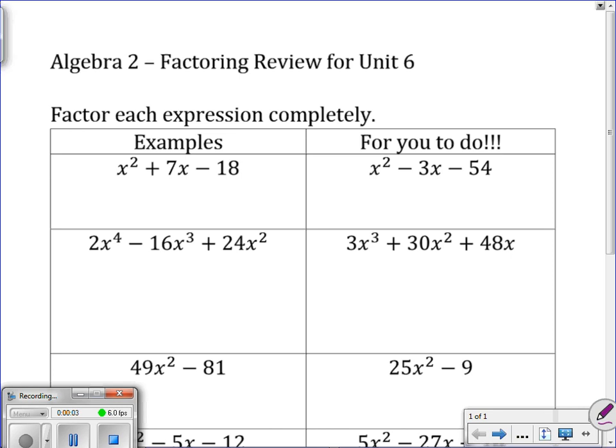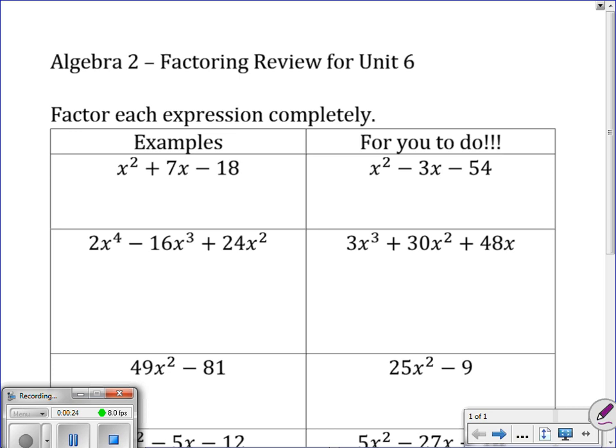All right, so I'm going to do some factoring review for you. In chapter 6, we have to do a lot of factoring before we even begin our problems. And so if you don't know how to factor, then that's going to mess you up this chapter. So here we go. I'm going to do everything on the left-hand side, and then you're going to do everything on the right-hand side. So I'll try to make it quick here in the video.